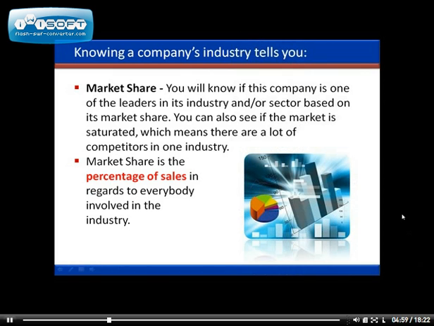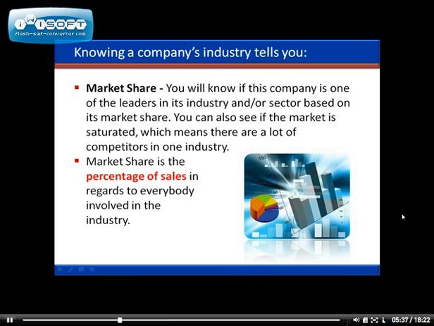Market share. Once you understand what your company's industry is, you will be able to look at the market share. You can see if the market is saturated, which means that there are a lot of competitors in one industry. Like the restaurant industry, that's a highly competitive industry. There are restaurants everywhere. So that is an example of an industry that is heavily saturated.